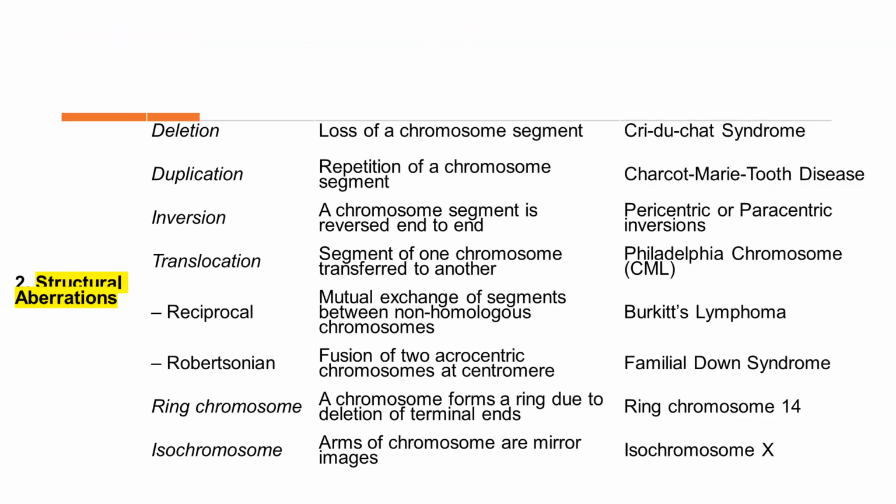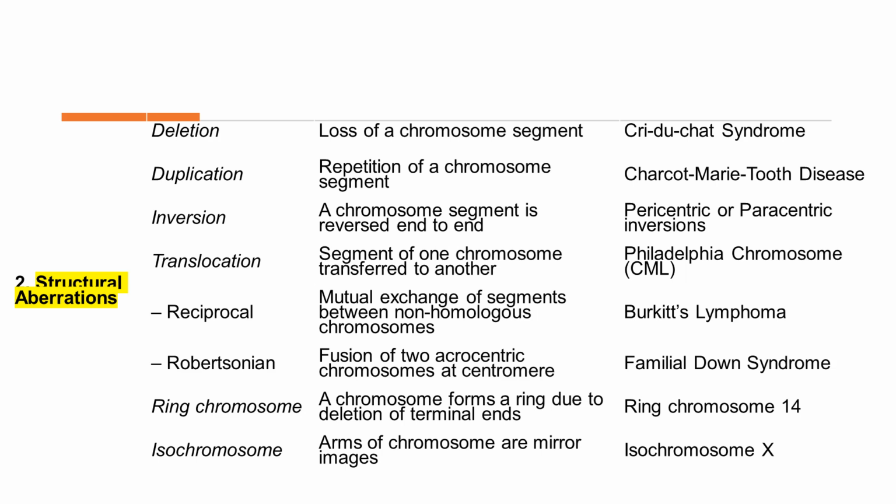2. Structural aberrations. Deletion: loss of a chromosome segment. Cri-du-chat syndrome. Duplication: repetition of a chromosome segment. Charcot-Marie-Tooth disease. Inversion: a chromosome segment is reversed end to end. Paracentric or pericentric inversions. Translocation: segment of one chromosome transferred to another. Philadelphia chromosome, CML.